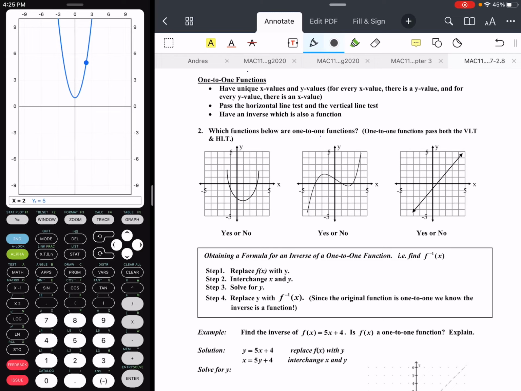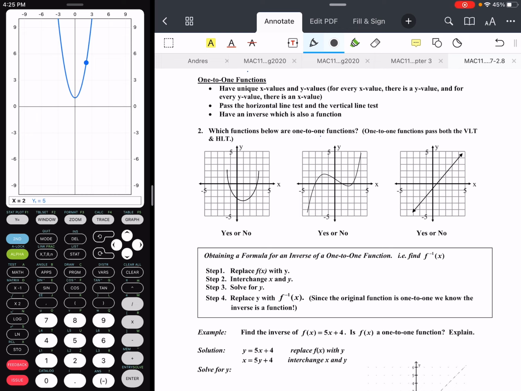Now we'll talk about what are called one-to-one functions. One-to-one functions have unique x values and unique y values. In other words, for every x value there is one y value, and for every y value there is one x value. They pass the horizontal line test and the vertical line test. And if you start with a function and you know it's one-to-one, then you know that its inverse relation will also be a function. So I just want to revisit this line.